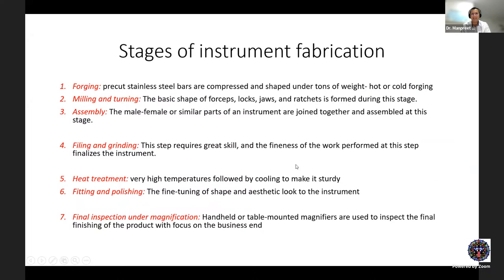So let's go to the stages of instrument fabrication, how these are made. Like on the Discovery Channel, how they tell how things are made. These are mechanical engineering terms: forging, milling and turning, then assembly, then filing and grinding, then heat treatment again, then fitting and polishing. After that, final inspection under magnification before they are handed over to us. The assembly of the instrument is very important. After that, heat treatment at very high temperatures, followed by cooling to make these instruments sturdy. Polishing is a must for any fine instrument, and it is inspected under handheld or table-mounted magnifiers before it's handed over to us.